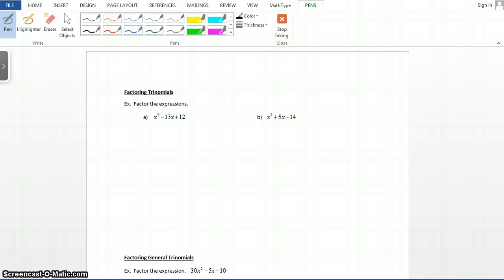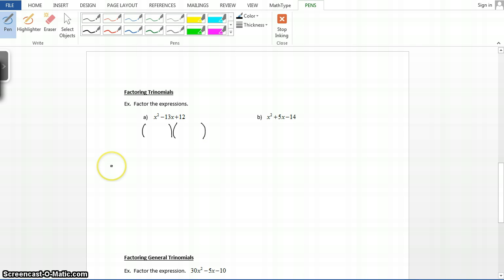Okay, here's an example for just factoring trinomials. Both of these in this example will have lead coefficients that are 1. This example says factor the expressions. So part A, we're going to factor x squared minus 13x plus 12. Whenever you factor a trinomial, it actually factors to two binomials.